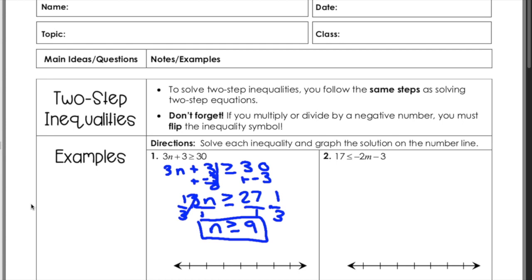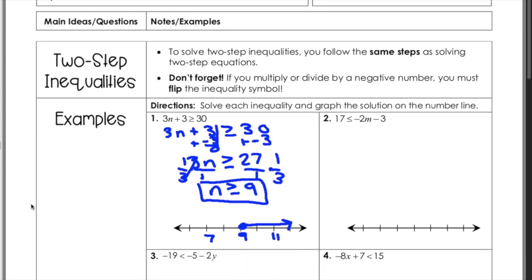And remember, we have to graph our answers. So down here, 9, 11, 7. Because it's greater than or equal to, it's a closed circle, and my arrow is to the right because those are all of the numbers that are greater than 9. All right, let's look at number 2.